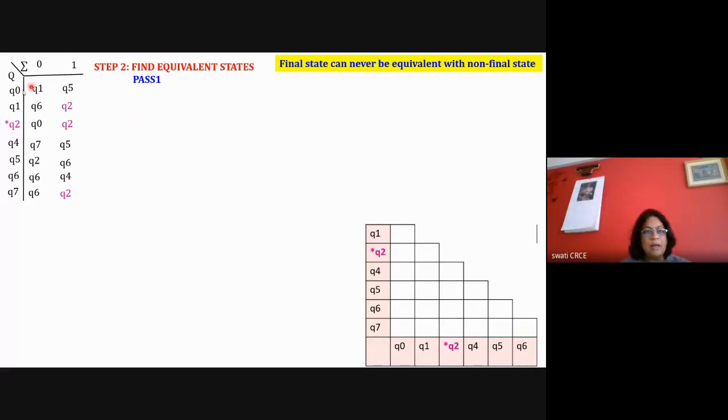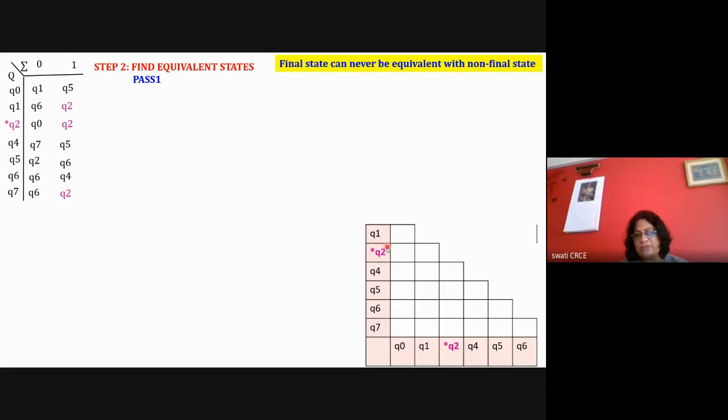Okay. So I'm looking at this diagram. Q2 is a final state. There is only one final state in this example. So I can say that Q2 can never be equivalent with any other state, because this is a final state and all other states are non-final. So in the beginning itself, I identify that Q2 cannot be equivalent with any of the states. In this square optimization technique, I'll represent it by using a star and circle. You also represent it by star and circle; I have used a different color here, but in the exam you can use a circle.